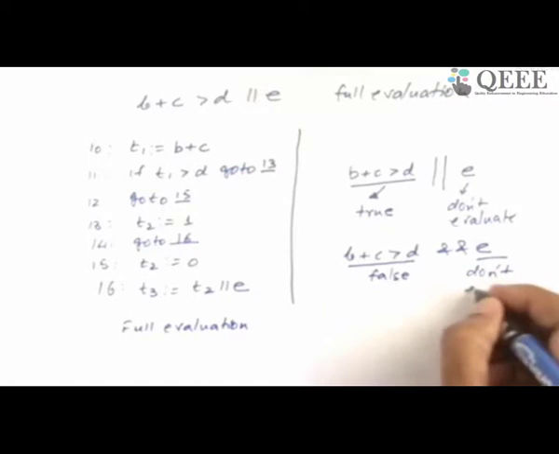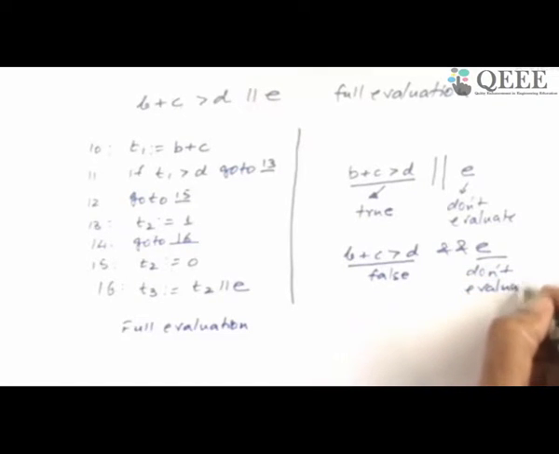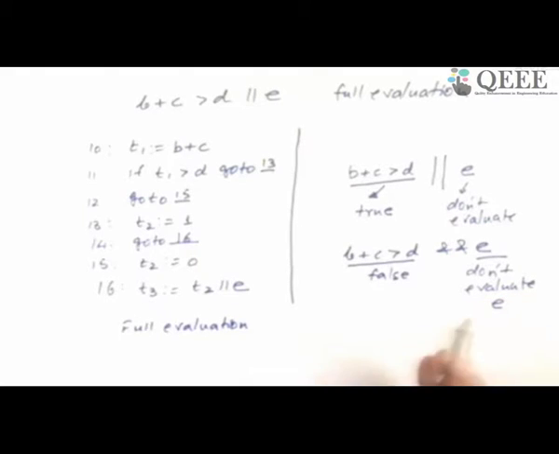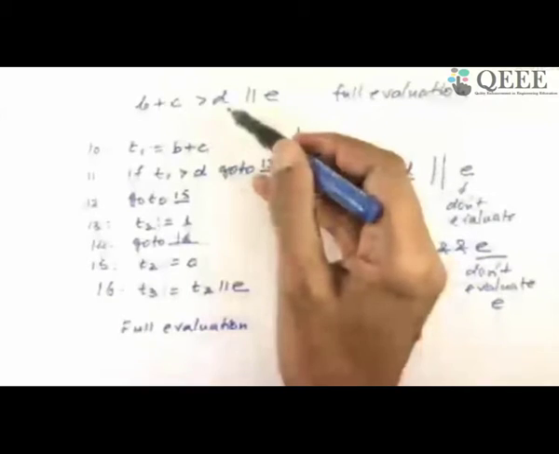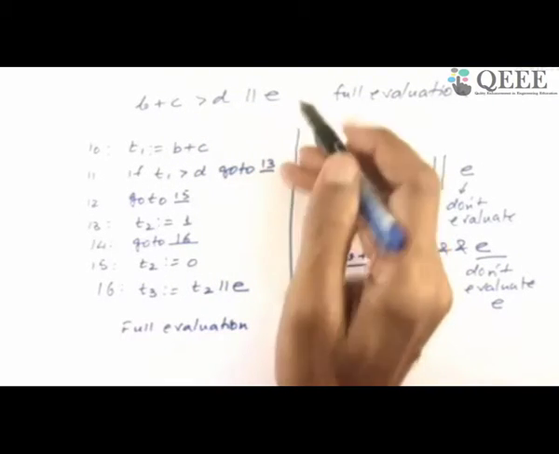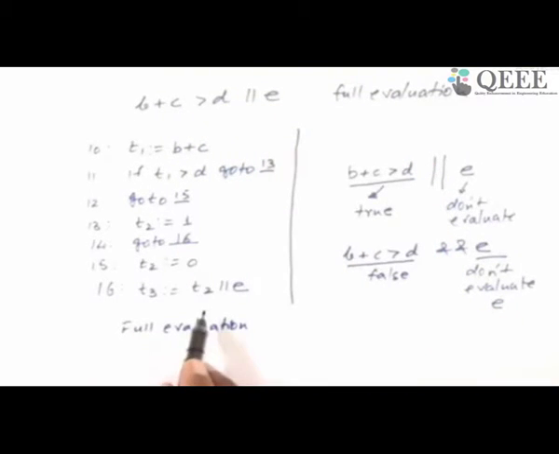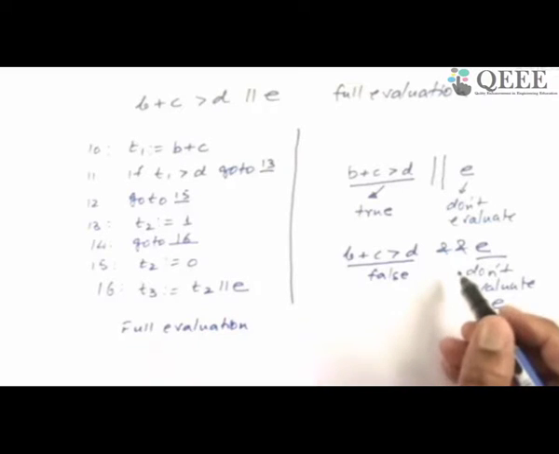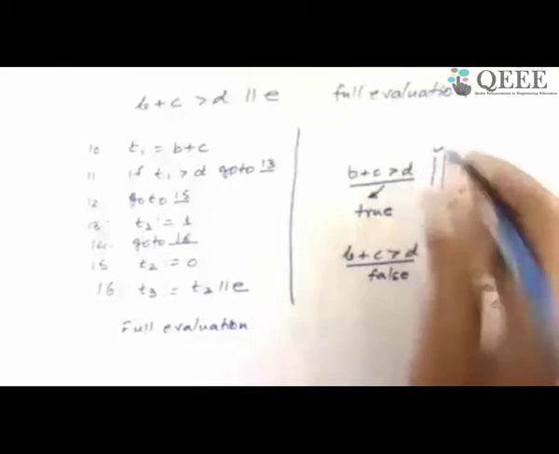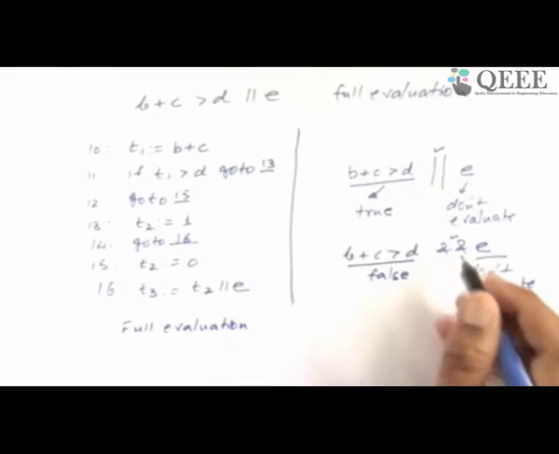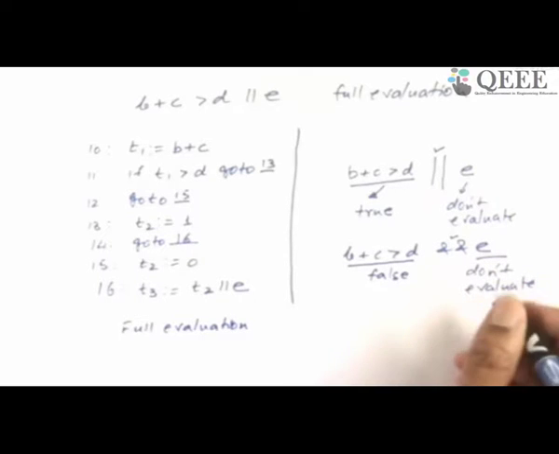So this is the essential difference between full and partial evaluation. In full evaluation, I don't care if it is true or false. I am going to evaluate the second part also, and the full expression value I obtain. Whereas in partial evaluation, which is used in the control structures context, depending on the operator, or and, we take a shortcut. If it doesn't require the other value, we will not evaluate.